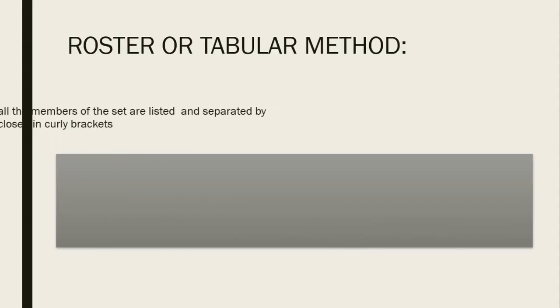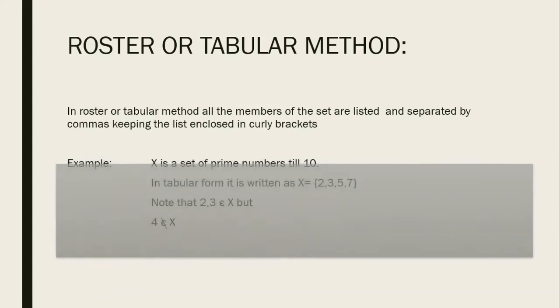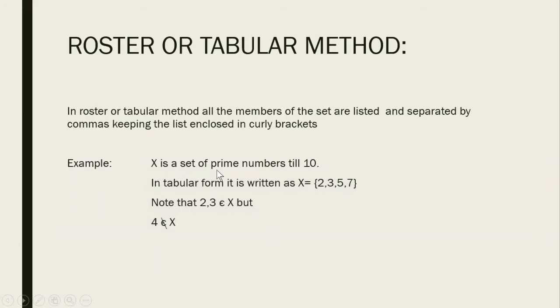Now, roster or tabular method. In this method, all the members of the set are listed and separated by commas, keeping the list enclosed in curly brackets. For example, X is a set of prime numbers till 10. 2, 3, 5 and 7 are the prime numbers till 10. So, in tabular form, we will write it as X is equal to 2, 3, 5 and 7 and inscribe the whole numbers by the curly brackets.